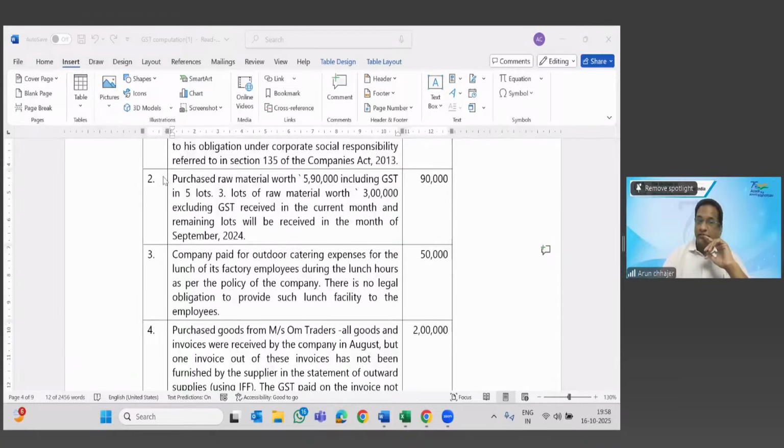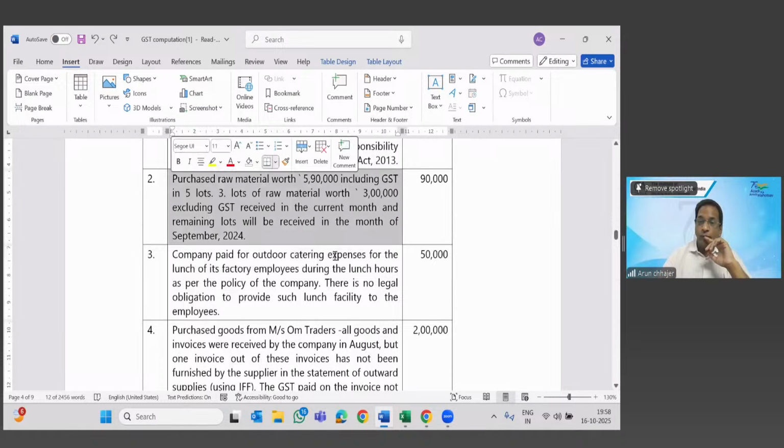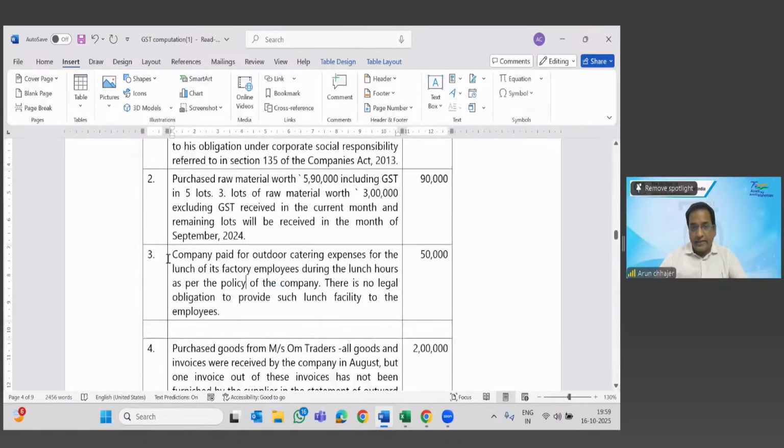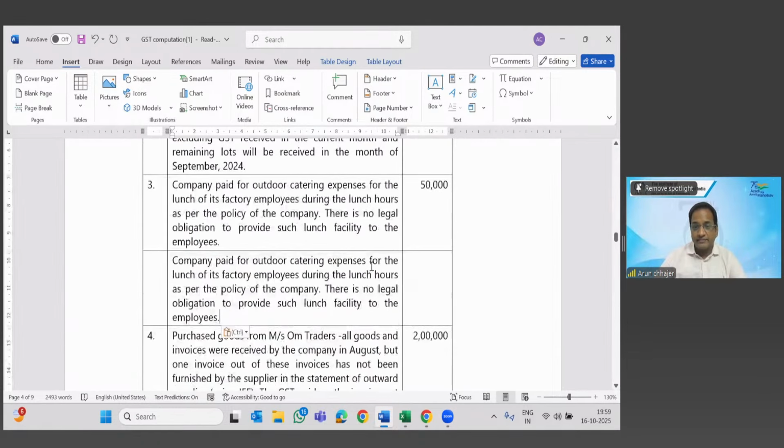Anil, you are asking for question 2. Why is the ITC not available? Okay. Let me write the same question once again.